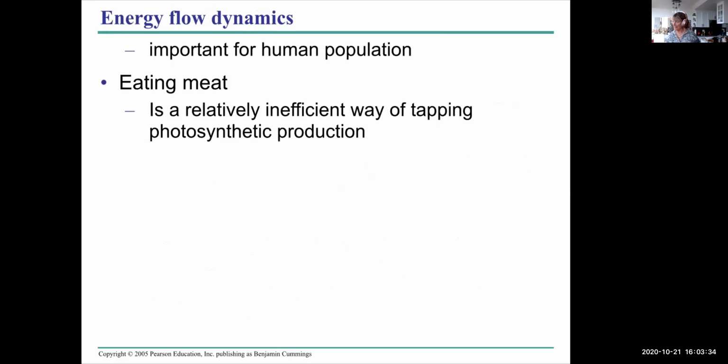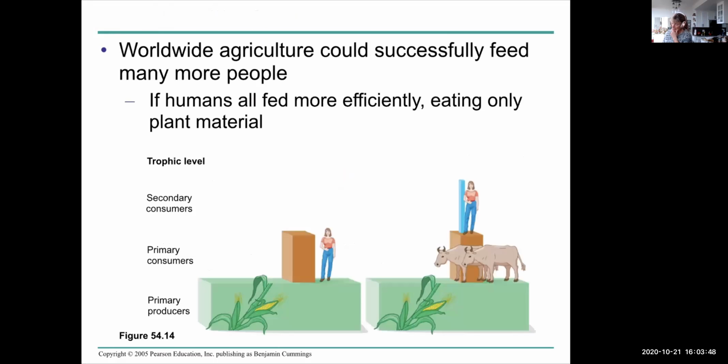So how does this apply to the human population? So you and I. Eating meat, as it turns out, is relatively inefficient. So knowing what we know about energy transfer, you might be thinking, yeah, I get that. It took me a while to get this, but if you look at the trophic levels given beef, this is the primary producers here.